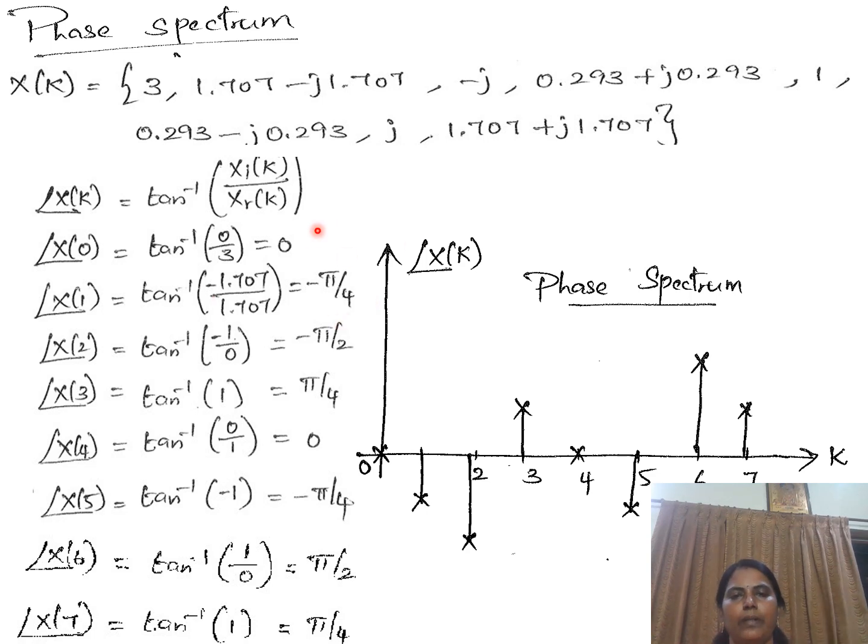Similarly for the phase spectrum, calculate the phase angle using the formula. This is the 8-point DFT, so 8 angles should be calculated, angle points 0 to 7. The phase spectrum is always drawn between the phase value versus k. We have positive phase angle values as well as negative phase angle values. So plot all the values. This is the phase spectra.